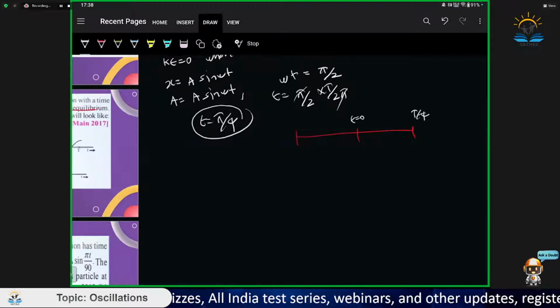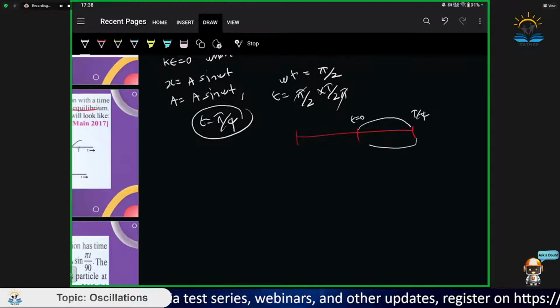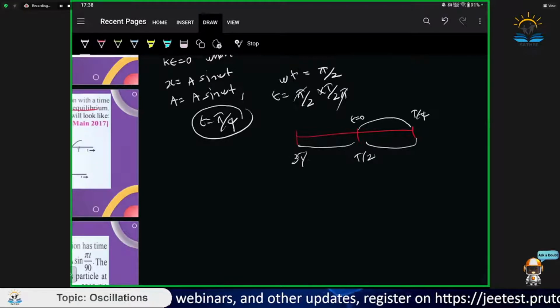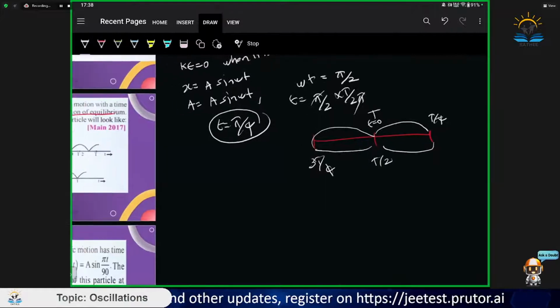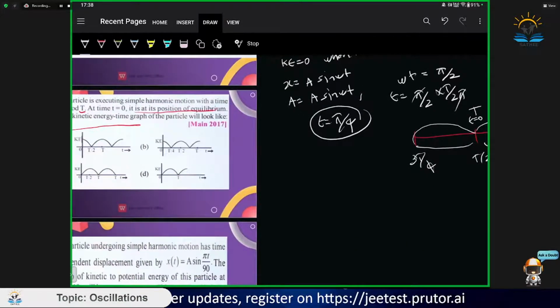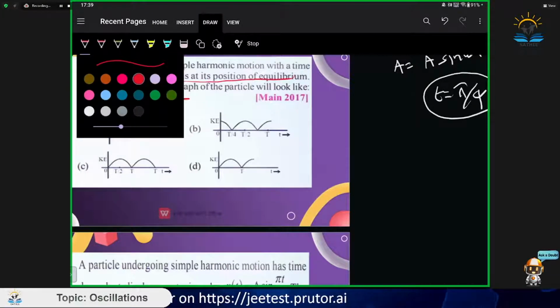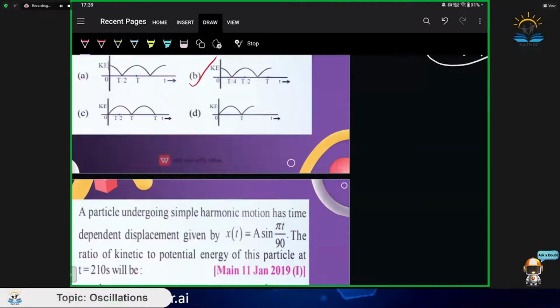So the particle reaches amplitude in time T by 4, then again reaches here at T by 2, reaches here at 3T by 4, and again reaches here at time T. So at T by 4, kinetic energy will be 0. In which option is kinetic energy 0 at T by 4? Only option B. Option B will be the correct answer.